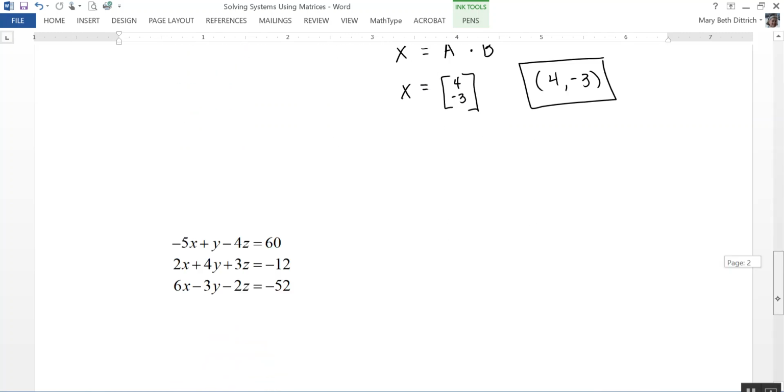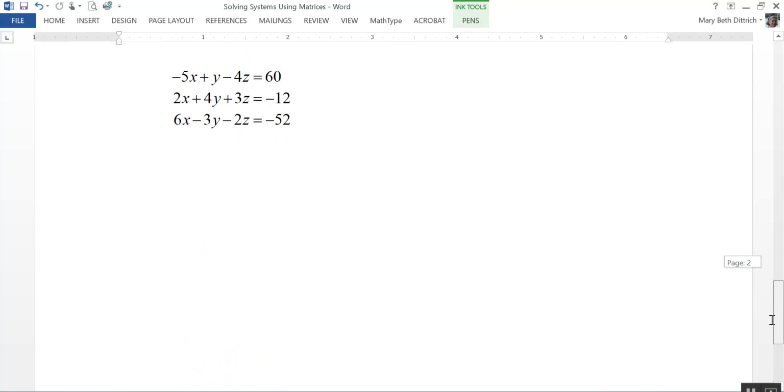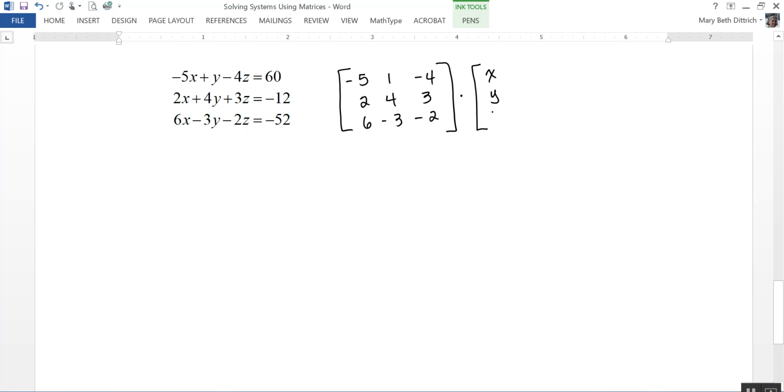However, it's really cool to use for a system of 3 equations. So let's take a look at this. Let's go ahead and write our coefficient matrix. -5, 1, -4, 2, 4, 3, and 6, -3, -2. And that's being multiplied by our variable matrix, which in this case is x, y, and z, and that is equal to our constant matrix, 60, -12, -52.